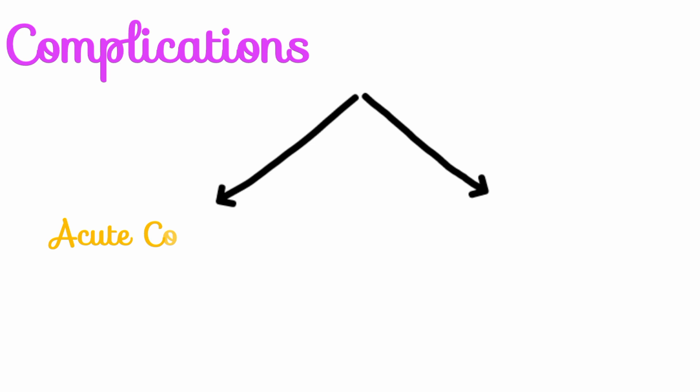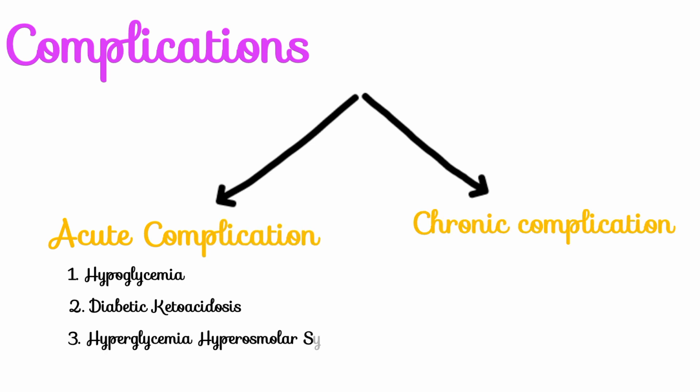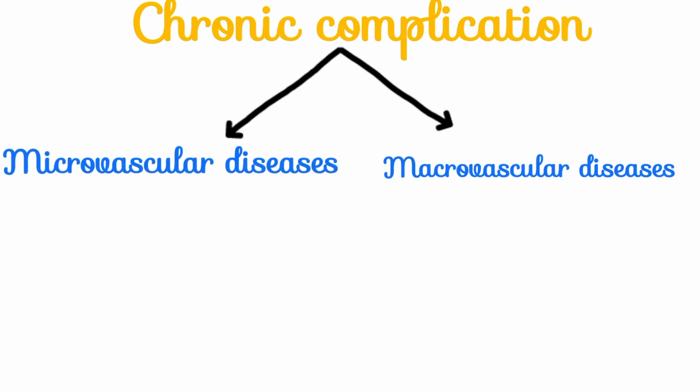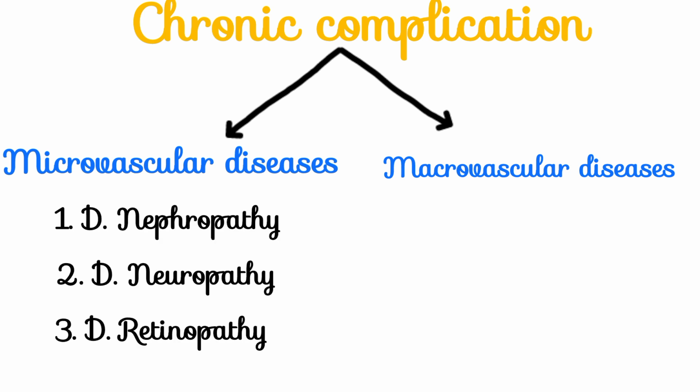Complications are divided into two subtopics, acute and chronic. In acute complications, we have hypoglycemia, diabetic ketoacidosis, and hyperglycemic hyperosmolar syndrome in type 2 diabetes mellitus. Chronic complications are divided into microvascular diseases and macrovascular diseases. In microvascular disease, we have diabetic nephropathy, diabetic neuropathy, and diabetic retinopathy.